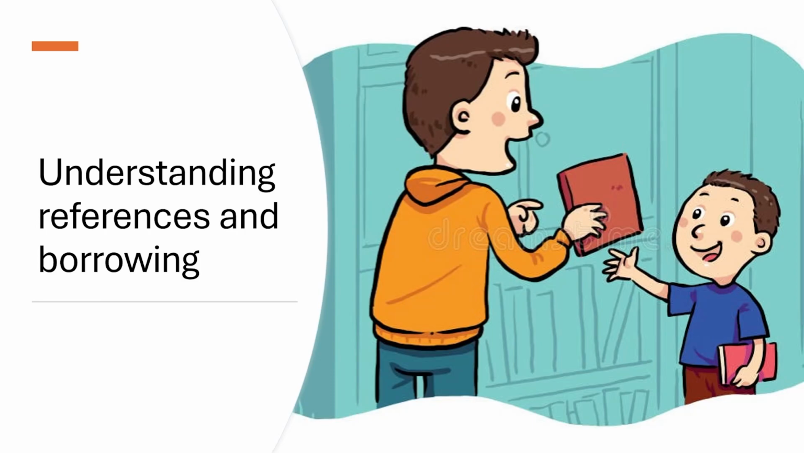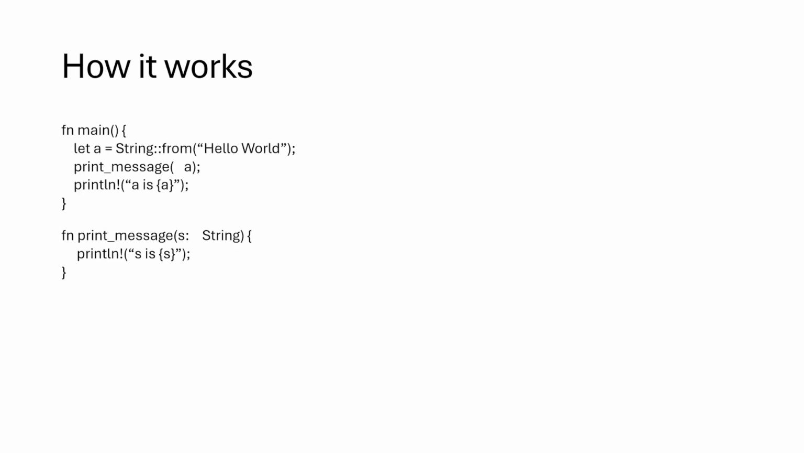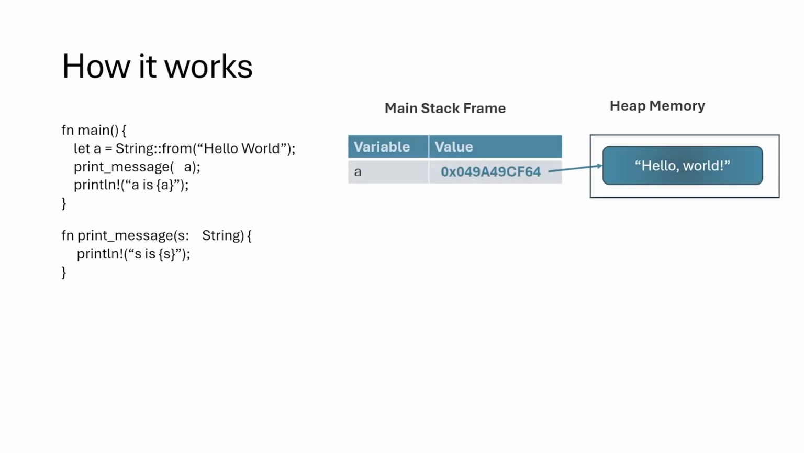So in this video, we're going to look at understanding references and borrowing in Rust. Now, primarily, how does it work? Well, if we look at a program like this called main, we're allocating a string called hello world to a variable called a, which looks like this in terms of stack and heap memory. And then we call this method called print message, where we pass in a.